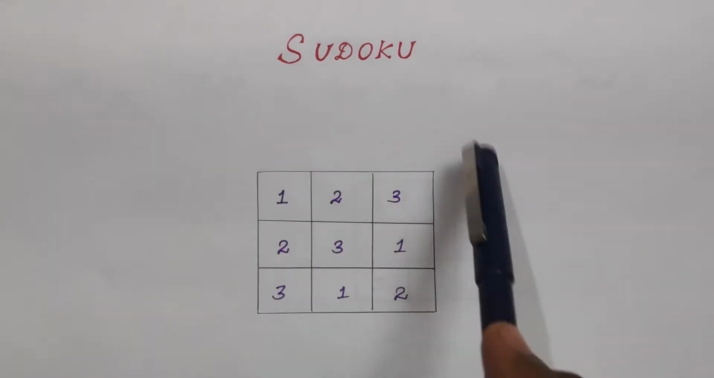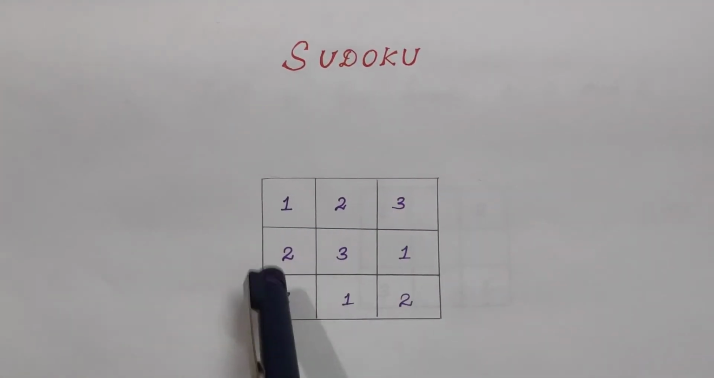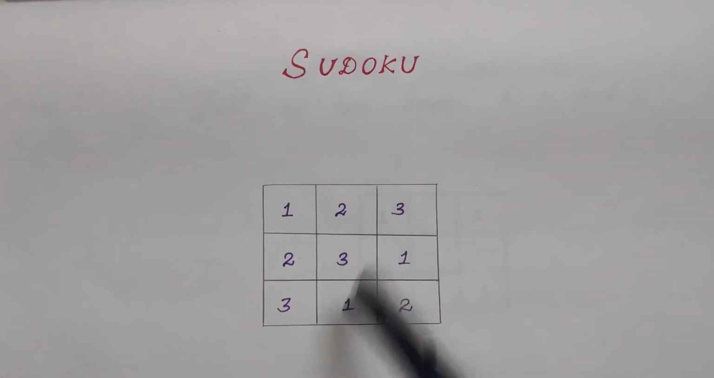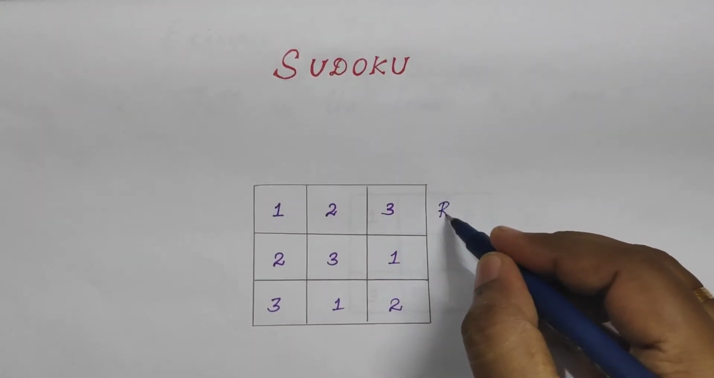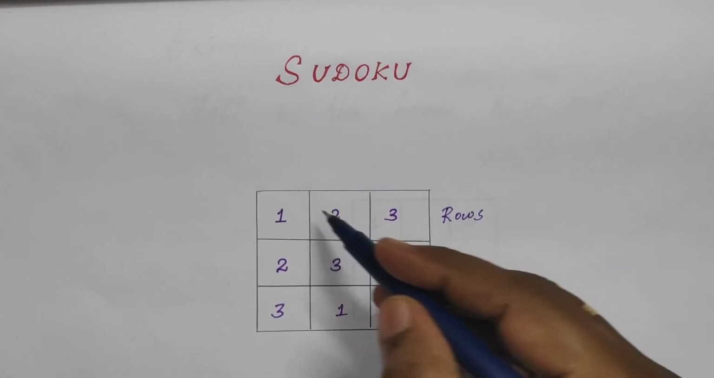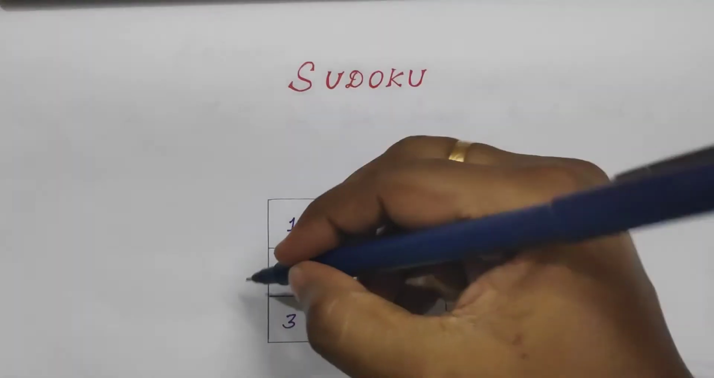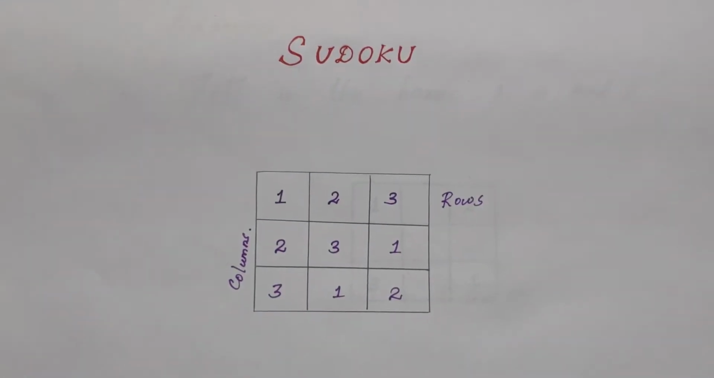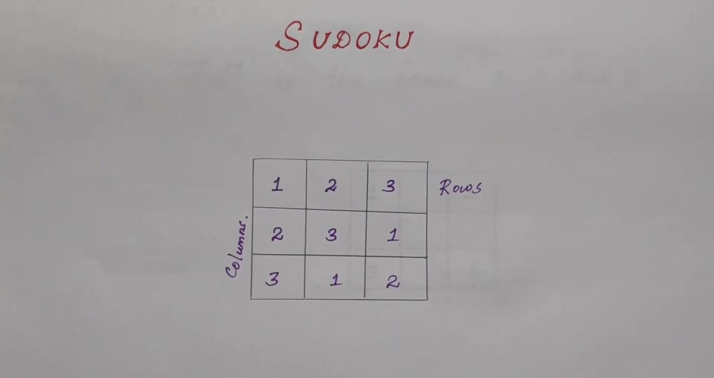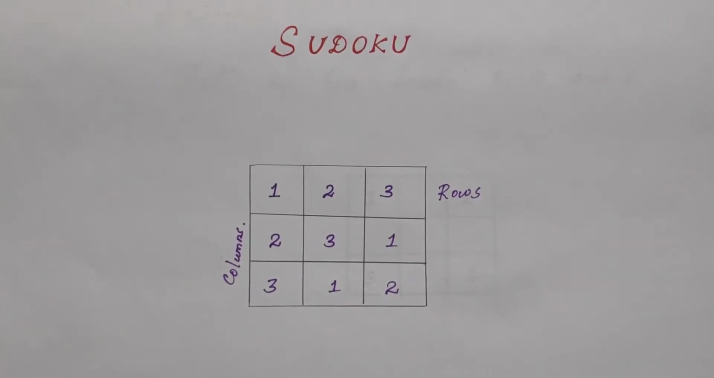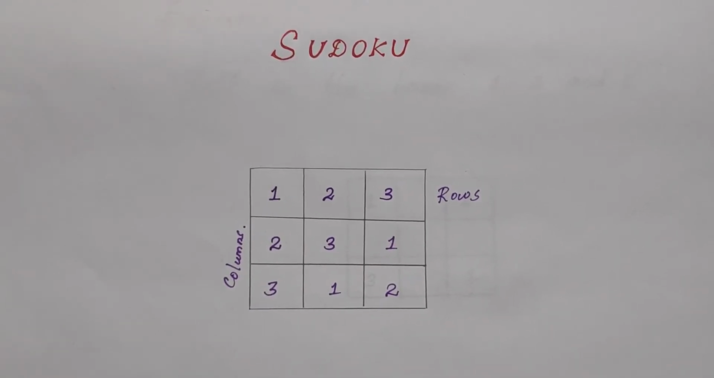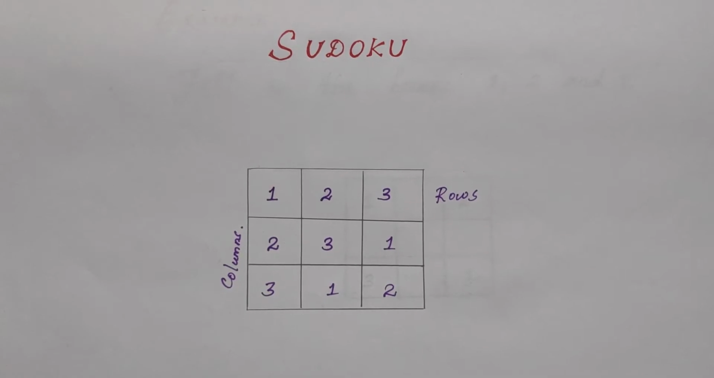Here you can see a grid with rows and columns. The horizontal squares are called rows and the vertical squares are called columns. So, Sudoku is a number puzzle which is played on a grid. Now, let's see an example for the Sudoku.